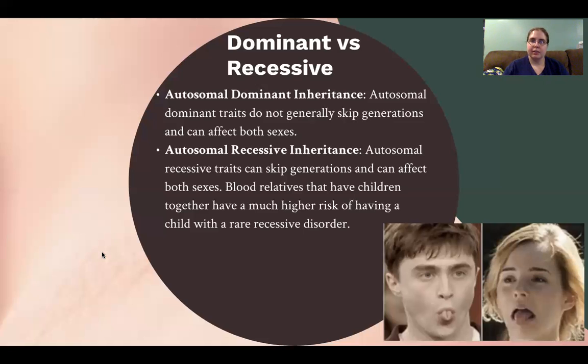However, if two people within the family were to get together, let's just put it that way, incest, then they have a much higher chance of combining both of those rare recessive alleles together and thus allowing that disorder to be seen.